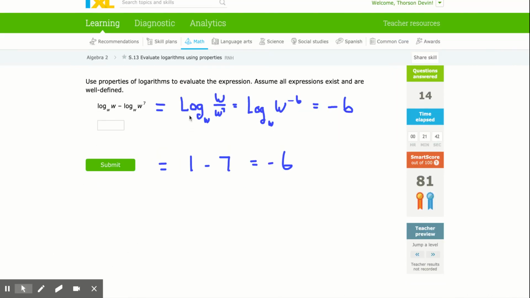With this one, again, if I use properties of logarithms, I get w divided by w to the 7th, because it's subtraction, which is w to the -6. And since it's a log base w, it's just -6. Or it might have been easier just to realize that log base w of w is 1, log base w of w to the 7th is 7, and 1 minus 7 is -6 again. Either way, you get a -6.